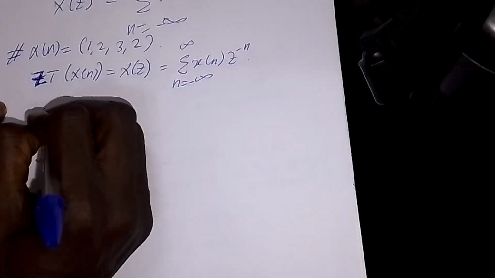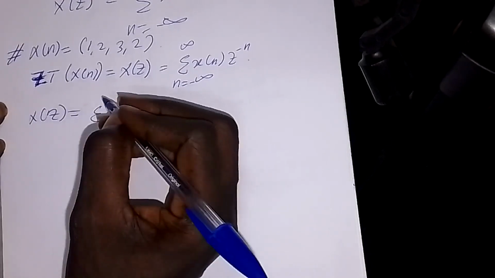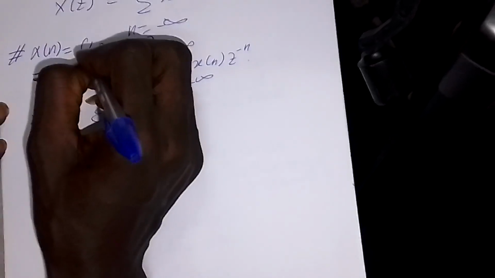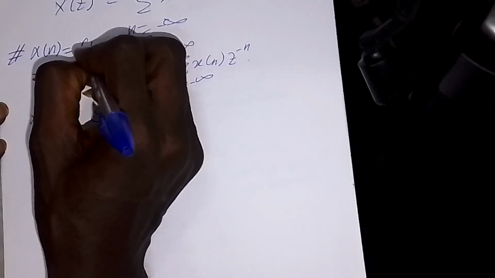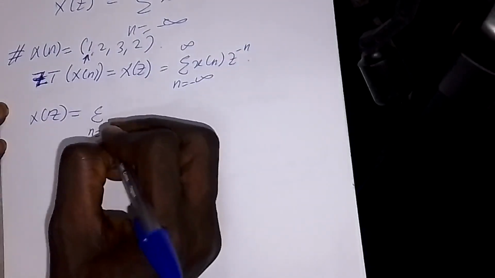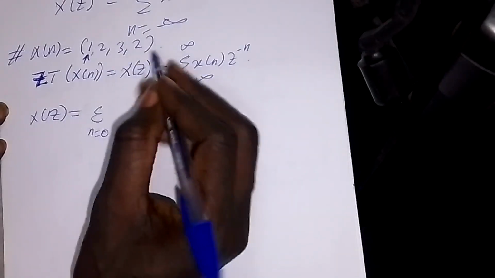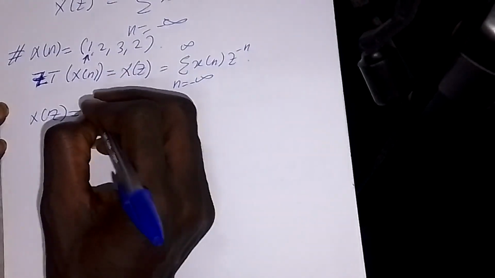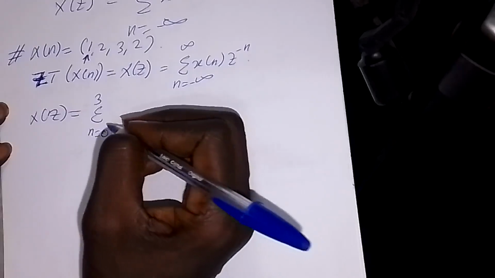So now here, x of z is equal to, what are we starting from? Right now we can see that we are starting from 0. Let's say that our arrow is on this one. So we're starting from n equals 0 to 3, because if here is 0, then here is 1, here is 2, here is 3. So 0 to 3.